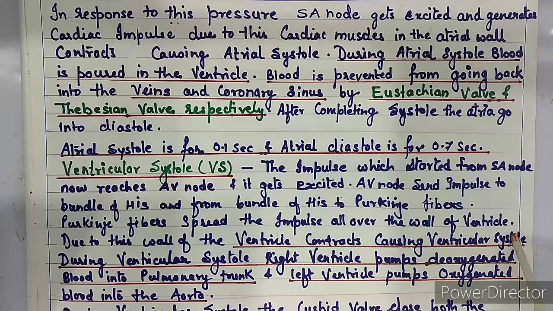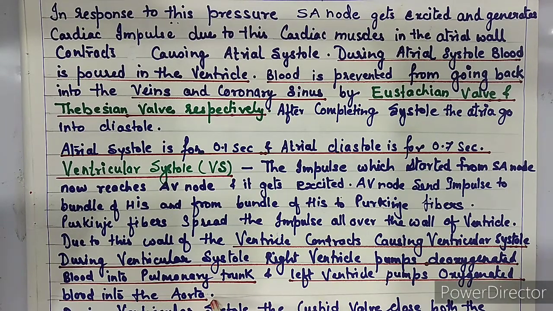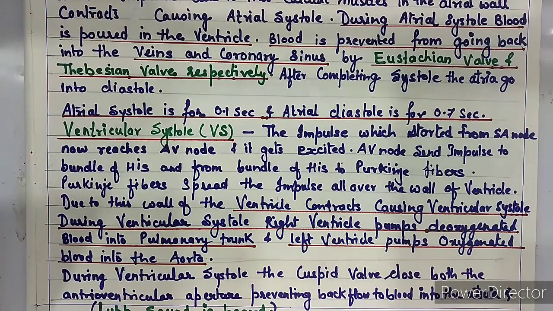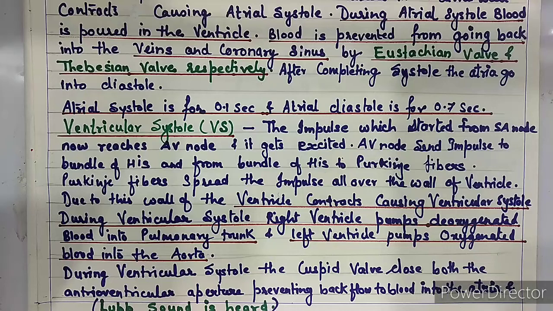What happens during ventricular systole? During ventricular systole, the right ventricle pumps deoxygenated blood into the pulmonary trunk and the left ventricle pumps oxygenated, pure blood into the aorta, the mother artery. During ventricular systole, the cuspid valves close both atrioventricular apertures, preventing the backflow of blood into the atria, and the lub sound is heard.